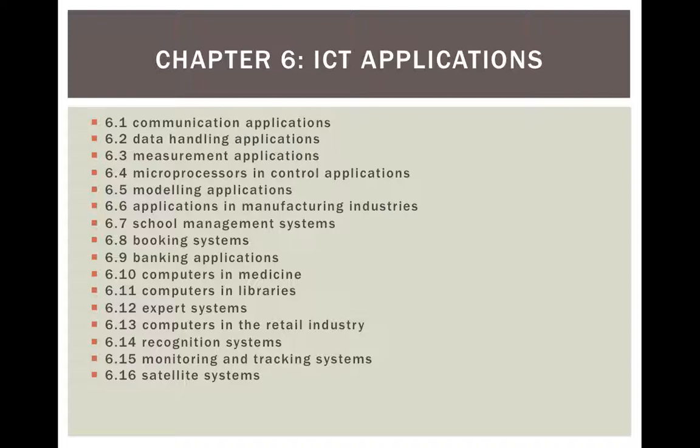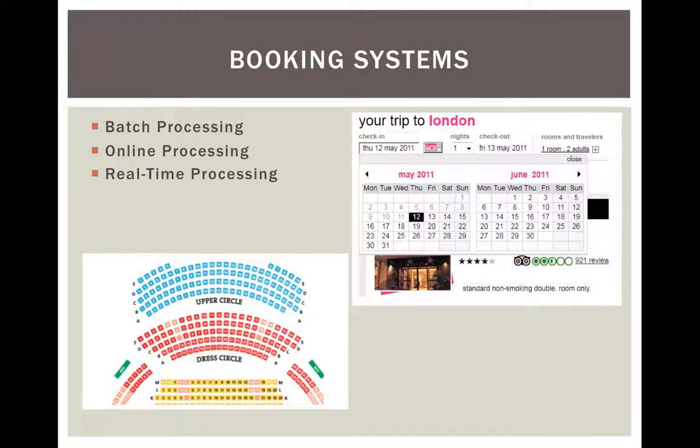So I'm just going to summarise from a few of these elements. I'm not going to go into all of them in detail. If you think that there's something in there that you are unsure about, then you may need to do some separate reading this evening. So talking about booking systems, for example, we have 3 types of processing for booking systems: batch processing, online processing and real-time processing.